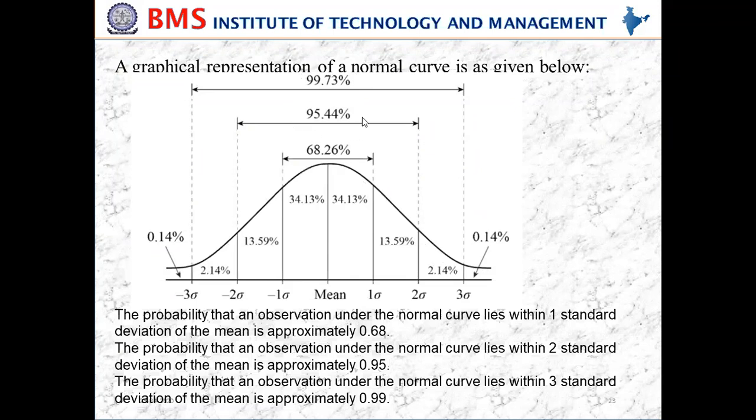The area under the normal distribution curve within plus or minus 2 sigma is 95.44, which means probability is about 0.95. The probability that an observation under the normal curve lies within one standard deviation, plus or minus 1 sigma, is 0.68. Within two standard deviations, plus or minus 2 sigma, it is around 0.95, here 0.9544. And 0.9973 is between the 3 sigma limits.